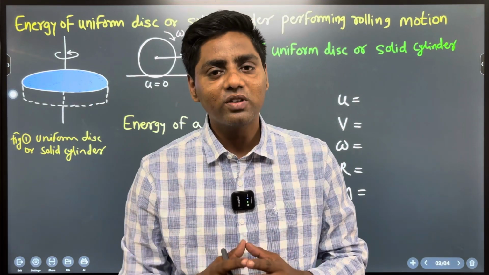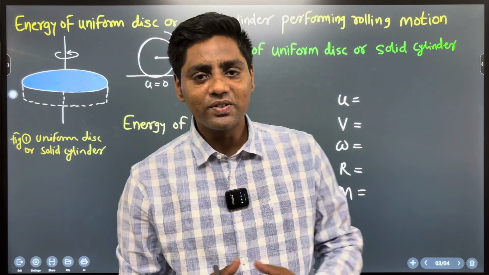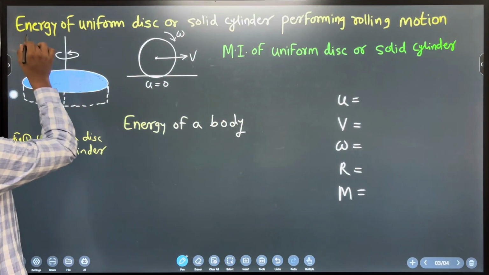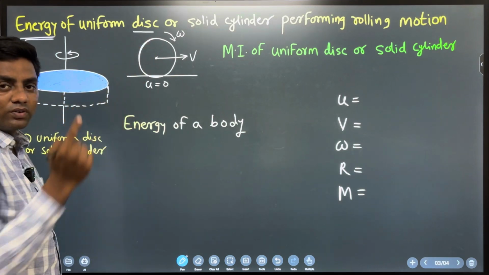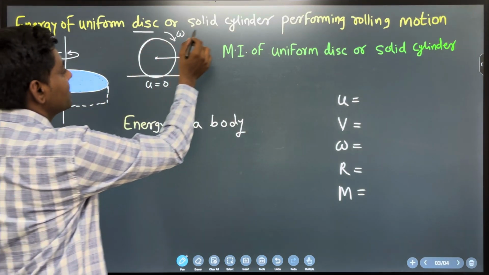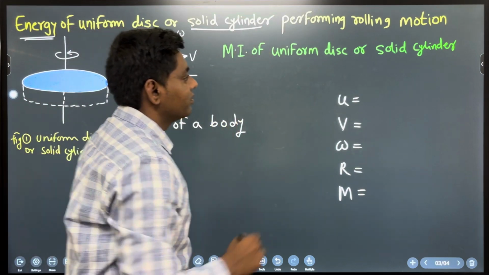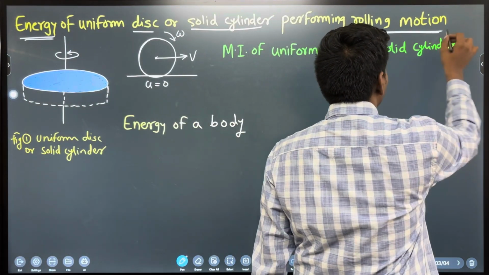आज हम बहुत ही इंपॉर्टेंट फार्मूले स्टडी करने वाले हैं. So let's start. So now today we have to solve the energy of uniform disk. आपको शेप अच्छे से याद रखना है. Uniform disk and solid cylinder performing the rolling motion. आपको रोलिंग मोशन पता है.